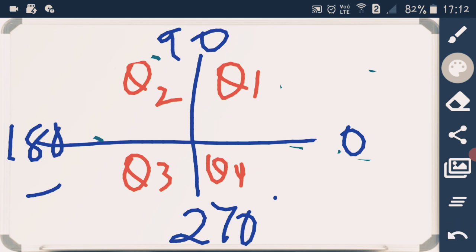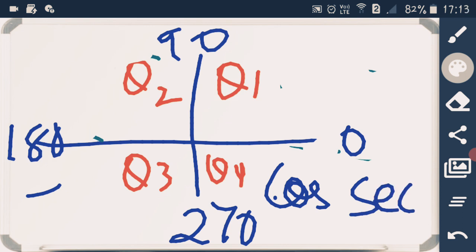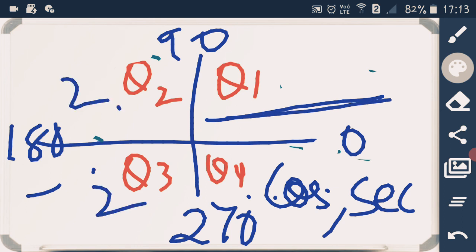In quadrant 4, that is 270 to 360, only cos and sec are positive, leaving these two, all are negative. So quadrant 1 has all positive, quadrant 2 only sine and cosecant, and the remaining will be negative.